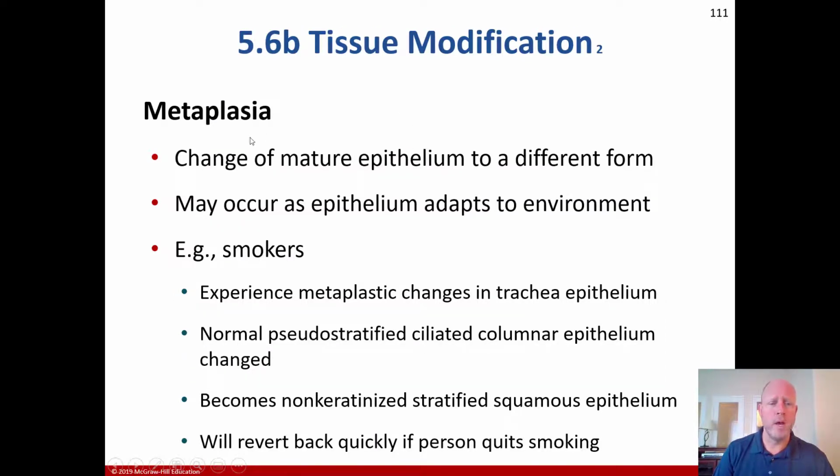Tissue modification, metaplasia. It's a change of mature epithelium to a different form that can occur as the epithelium adapts to the environment, like smokers. They experience metaplastic changes in the trachea epithelium. Normal pseudostratified ciliated columnar epithelium changes and becomes non-keratinized stratified squamous epithelium. It'll revert back quickly if a person quits smoking. Interesting to note what happens there when someone's smoking, affecting the tissues.